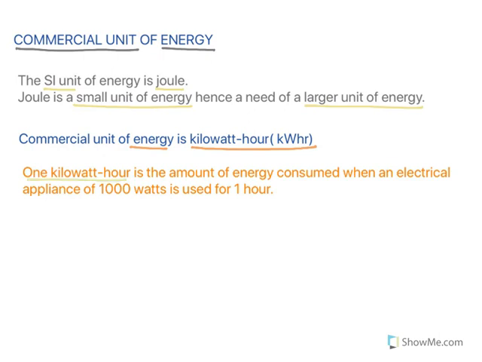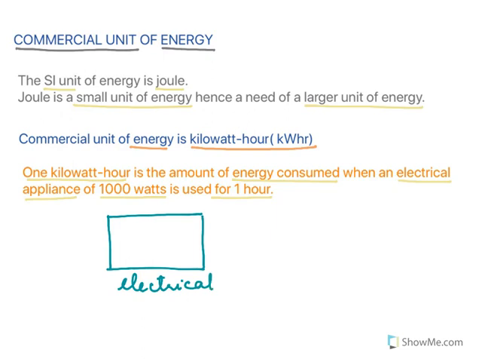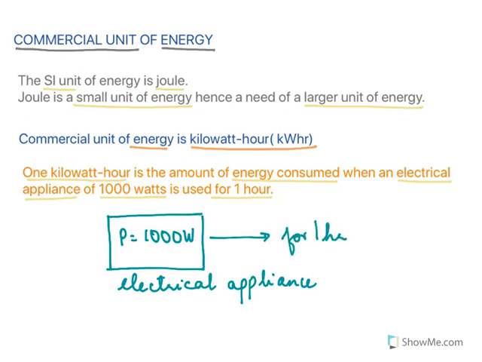1 kilowatt hour is the amount of energy consumed when an electrical appliance of 1000 watts is used for 1 hour. So suppose I have some appliance here, and this is an electrical appliance, and this electrical appliance has a power of 1000 watts, and this appliance is kept on for 1 hour. It will consume some energy. This energy is called 1 kilowatt hour.